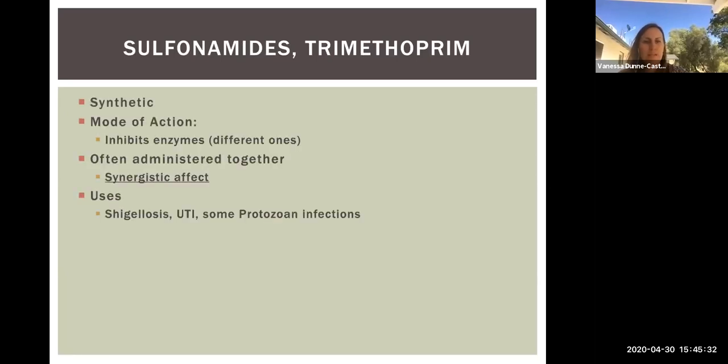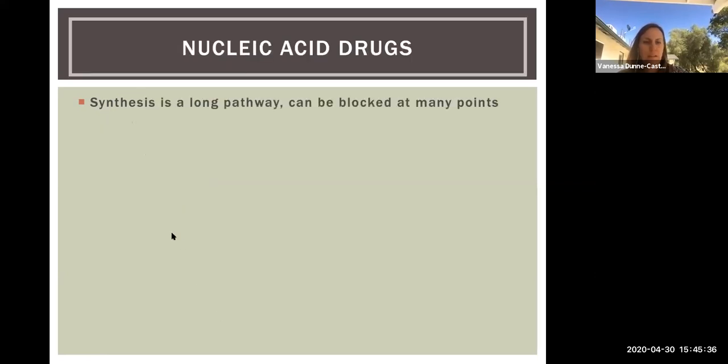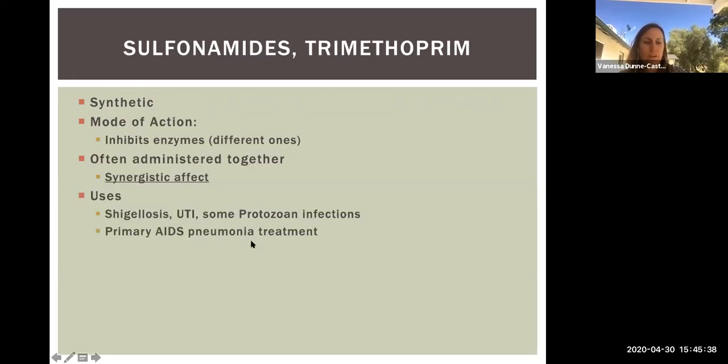As mentioned, these sulfa and trimethoprim drugs are usually given synergistically, and they have a wide range of applications. Their mode of action, obviously, is, as mentioned, that they inhibit those enzymes.